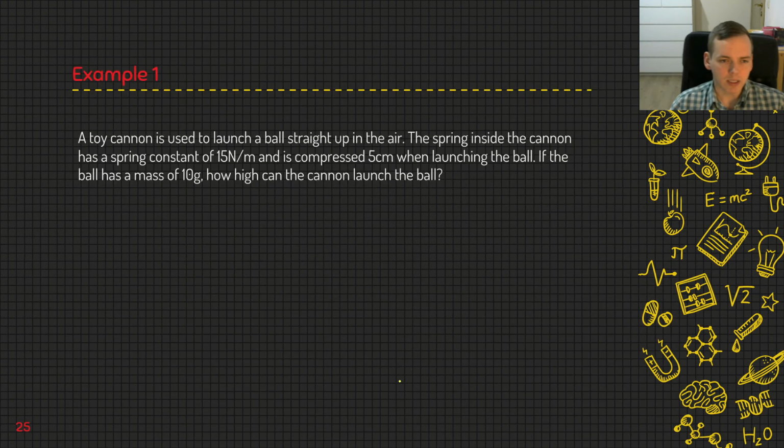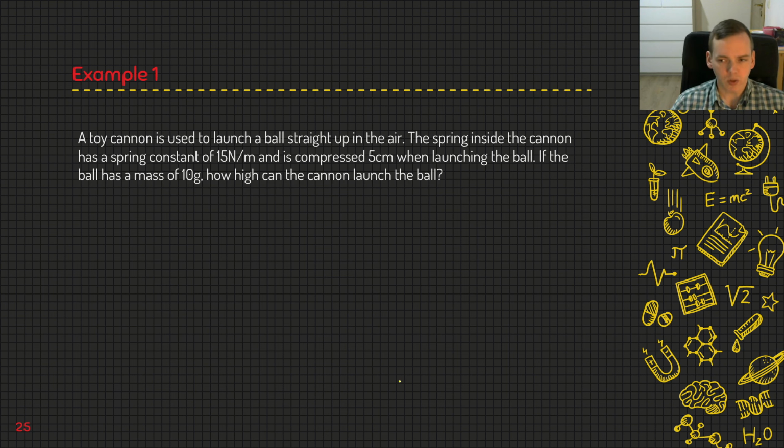So in example 1, a toy cannon is used to launch a ball straight up in the air. The spring inside the cannon has a spring constant of 15 newtons per meter, and it's compressed 5 centimeters when launching the ball. If the ball has a mass of 10 grams, how high can the cannon launch the ball?